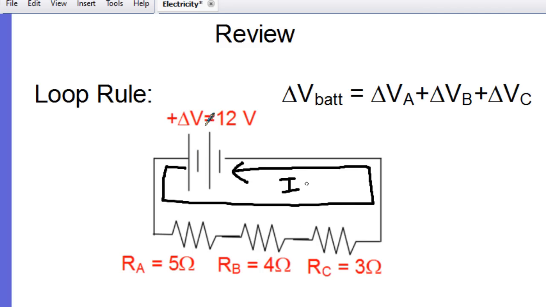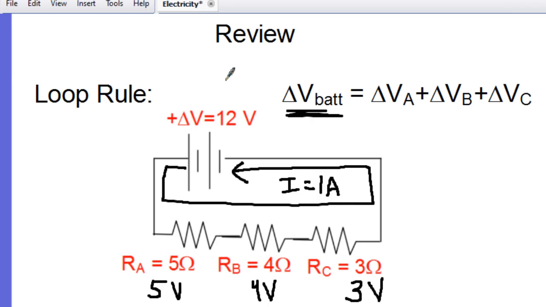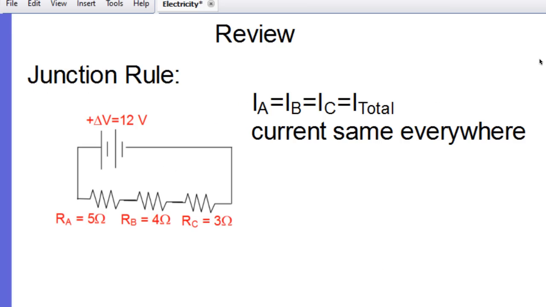Now if you remember from these numbers, our current is 1 amp. So in this case, this is 5 volts, this is 4 volts, and this is 3 volts. 5 plus 4 plus 3 happens to equal 12 volts, the voltage of the battery. And this works for any single path that we can draw. It just so happens that for this circuit, there is only one path. More on that in a moment.